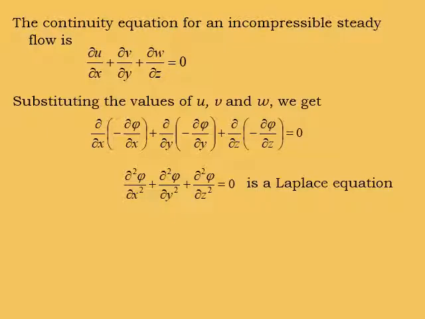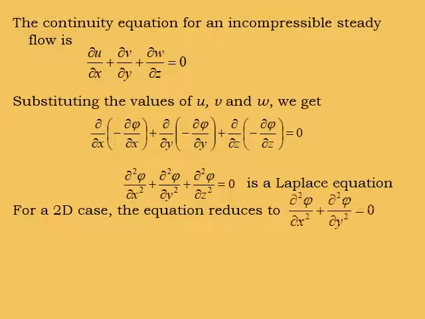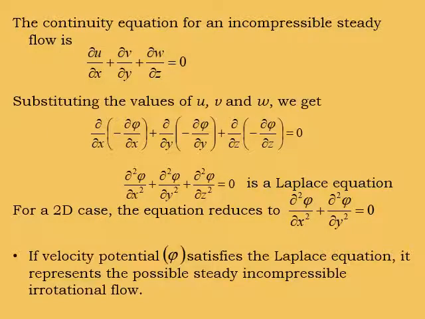This equation is called the Laplace equation: dou square phi by dou x square plus dou square phi by dou y square plus dou square phi by dou z square is equal to 0. For the two-dimensional case, the equation reduces to dou square phi by dou x square plus dou square phi by dou y square is equal to 0.